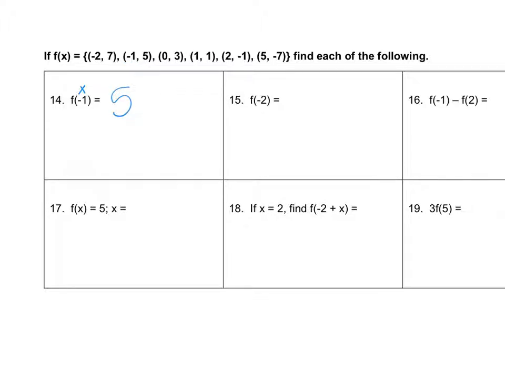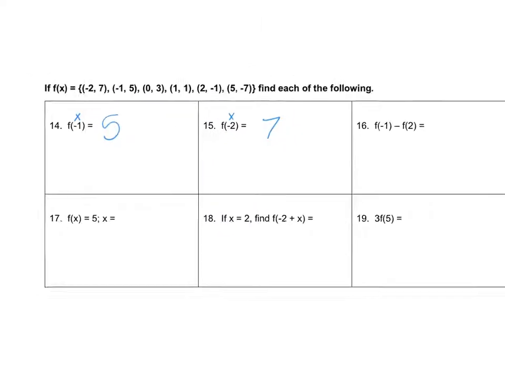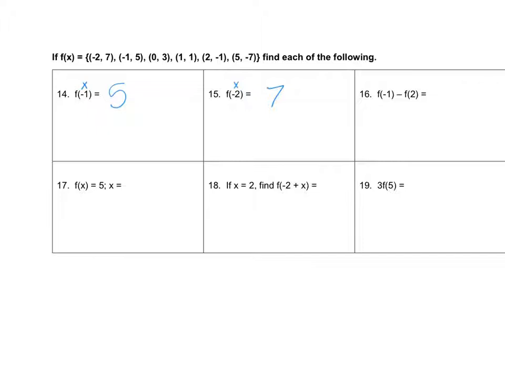F of negative 2. When x is negative 2, what is y? I see that right here. When x is negative 2, y was equal to 7. Number 16. Now I have to find each of these first. When x is negative 1, what was y? Y was 5. Minus, when x was 2, what was y? It was negative 1. So 5 minus a negative 1 leaves me with positive 6.